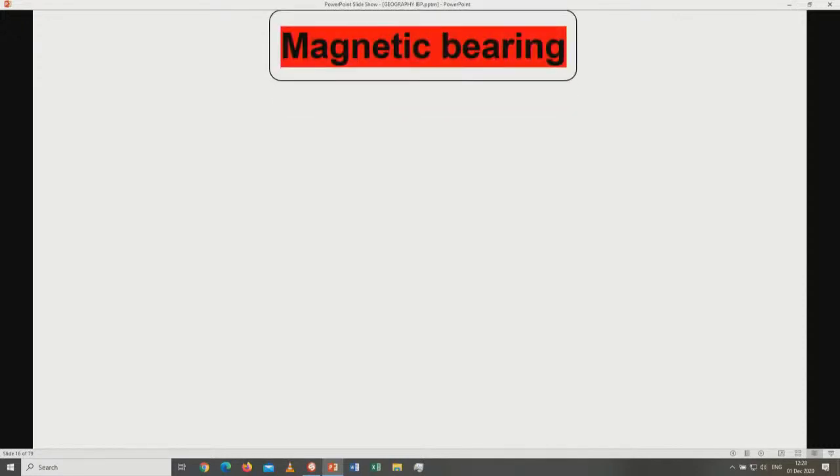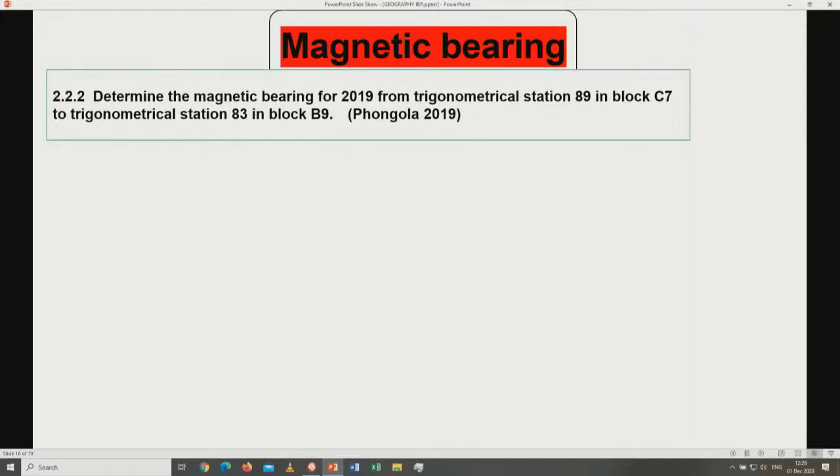Now Grade 12, the following question in our question paper for Pongola 2019 is that we have to determine the magnetic bearing for 2019 from Trigonometrical Station 89 in Block C7 to Trigonometrical Station 83 in Block B9. Grade 12, we already calculated this. Now, let me show you this.